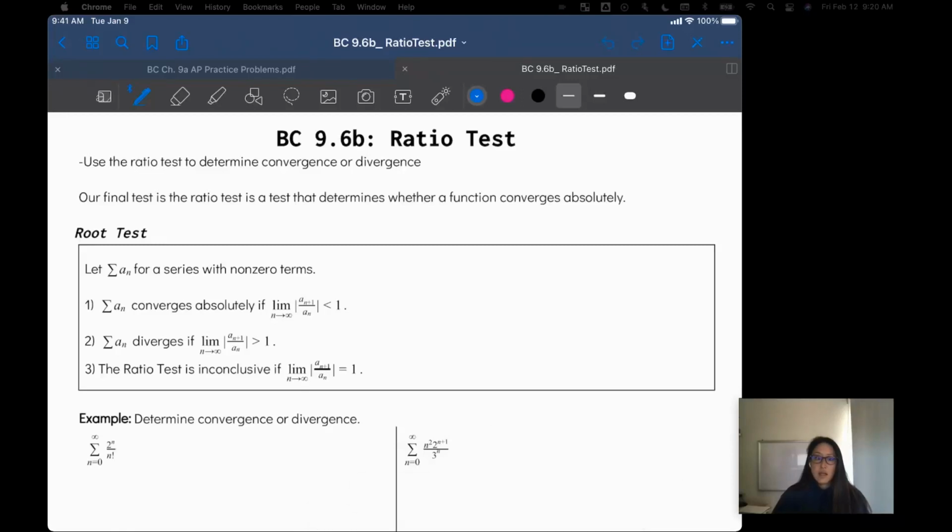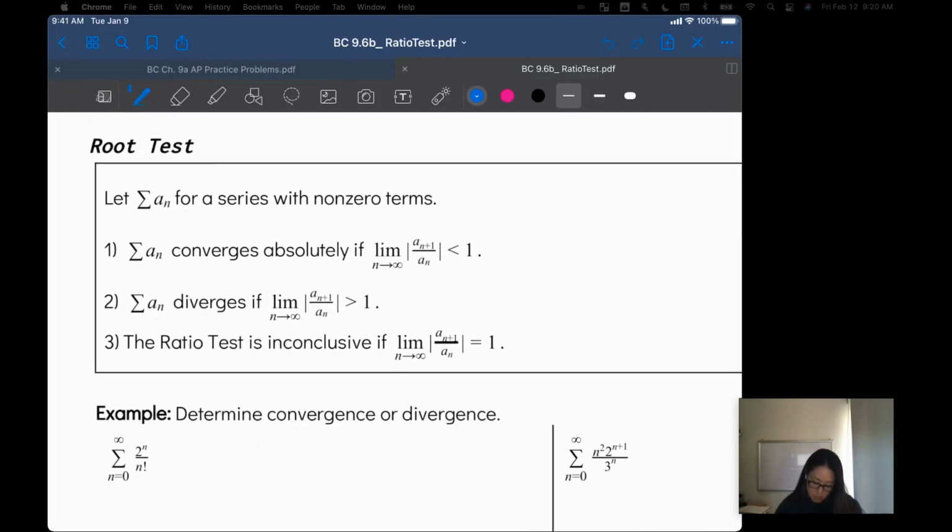Ratio test. Now we're going to look at our final test. So we have the sum. Oh, this should say ratio. I'll fix that. Okay, so if I have the sum of a sub n and we know that's a series with non-zero terms, then we have three outcomes.